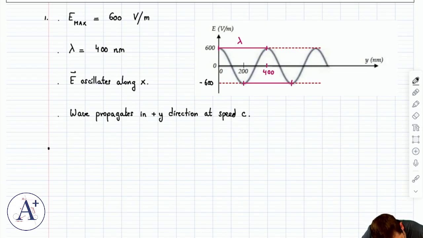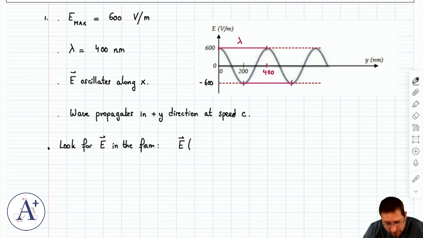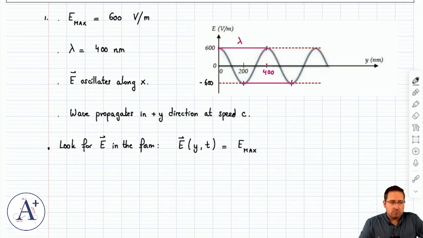And given that, we are going to look for E in the following form. So we look for the electric field E in the form that we wrote above, which is E of two variables. The first variable is the variable for propagation. So we propagate along the y direction, so E of y and t. Second variable is t. That's going to be E max, which I've already found, times cosine or sine, you get to pick. The problem didn't tell you, so you pick. I'm going to pick cosine.